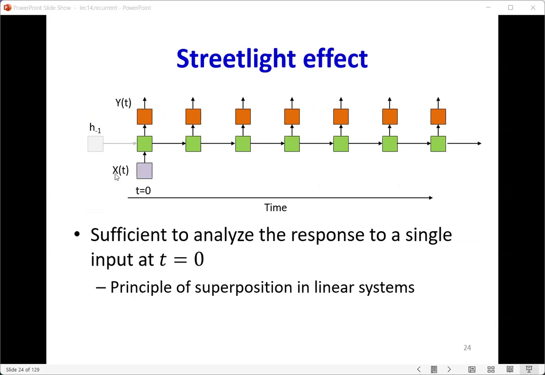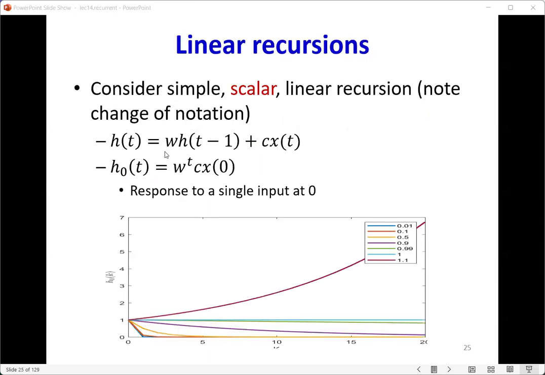So I'm going to analyze a situation where I have a single input at time 0. I'm assuming no initial state. This is like having some inputs in the previous time, so I can ignore it. And no further inputs later on. Let's see what happens. I'm going to consider a single scalar case. h_t equals W times h_{t-1} plus C of x_t. Everything's a scalar. If all I had was an x_0 and all the subsequent inputs were 0, then the response at time t is simply going to be W raised to t times C x_0. Does this make sense?